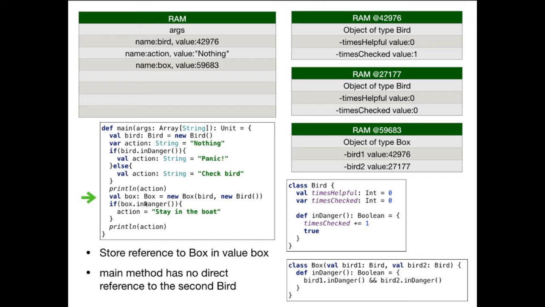We could do box.bird2 and access it like that. So we have a reference to the box right here. So we can say box dot, which means follow your reference. Follow your reference over here. And now once I'm inside this object, then I have access to bird 2. I can do box dot bird2 dot, meaning follow this reference, and then I can access this bird. So at that point, I'm inside of this object, and then I could do something like times checked equals 10 and modify it from there.